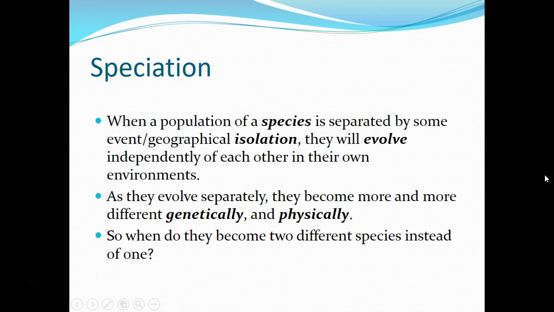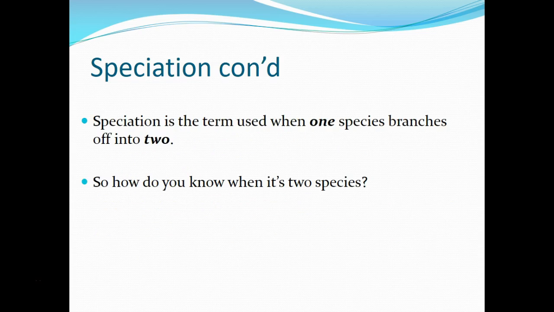Because the conditions on the north rim of the Grand Canyon are a little bit different from the south rim, over time the two populations became more and more different from each other. Now, they're not technically two different species right now, they're subspecies, but scientists think that given enough time they could become two different species. So again, speciation is when one species branches off into two.